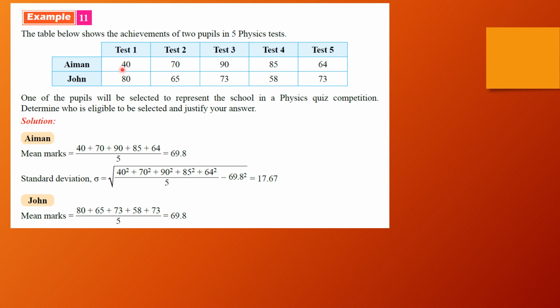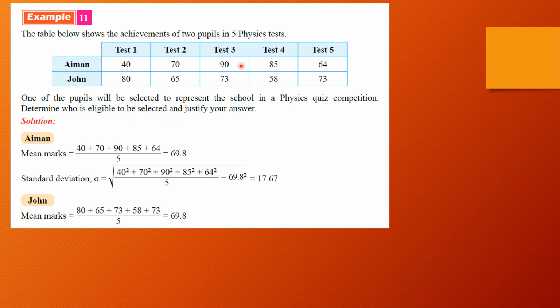So Aiman achieved 40 for test 1, 70 for test 2, 90 for test 3, 85 for test 4 and 64 for test 5. Whereas John achieved 80 for test 1, 65 for test 2, 73 for test 3, 58 for test 4 and 73 for test 5. One of the pupils will be selected to represent the school in a physics quiz competition. Determine who is eligible to be selected and justify your answer.